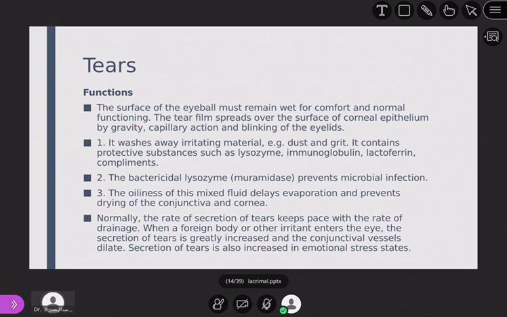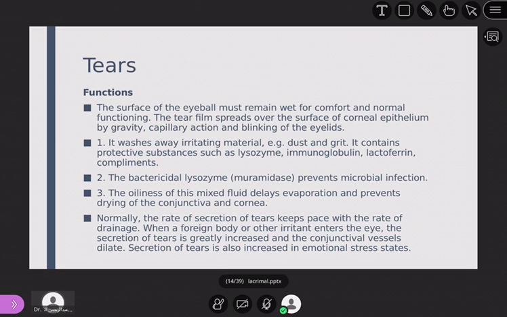So the functions of the tear film: the surface of the eyeball must remain wet for comfort and normal functioning. The tear film spreads over the surface of the corneal epithelium by gravity, capillary action, and blinking of the eyelids. It washes away irritating material such as dust. It contains protective substances such as lysozyme and immunoglobulin, and the bactericidal lysozyme prevents microbial infection. The oiliness of this mixed fluid delays evaporation and prevents drying of the conjunctiva and cornea.